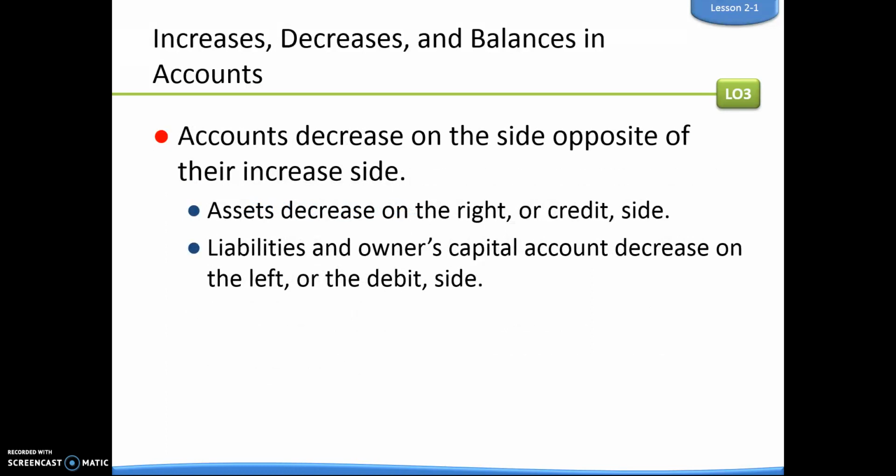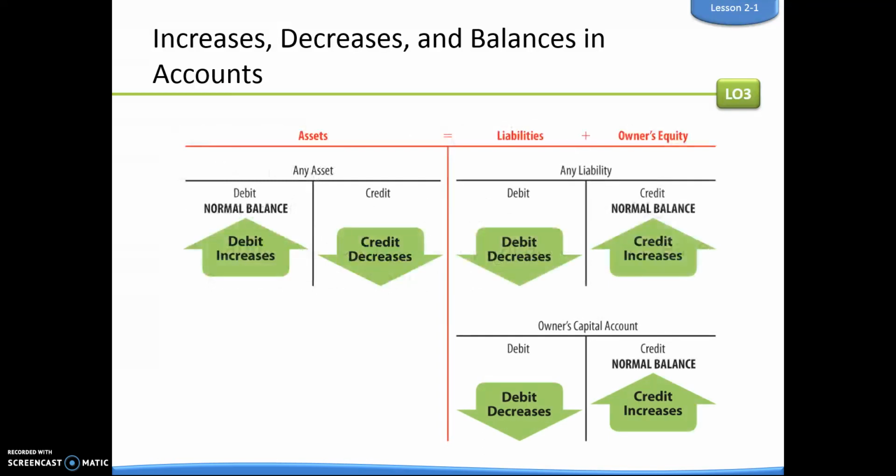Now, accounts decrease on the side opposite of their increase. So since assets are on the left side, they increase with a debit. If an asset goes down, that means it would decrease with a credit. Does that make sense? It's just the exact opposite. And since liabilities and owner's equity are on the right side, they increase with a credit, which means they have to decrease with a debit. You can only have those two options. You either increase with a debit and decrease with a credit, or you increase with a credit and you decrease with a debit. You can't have anything else. Those are your only two options.